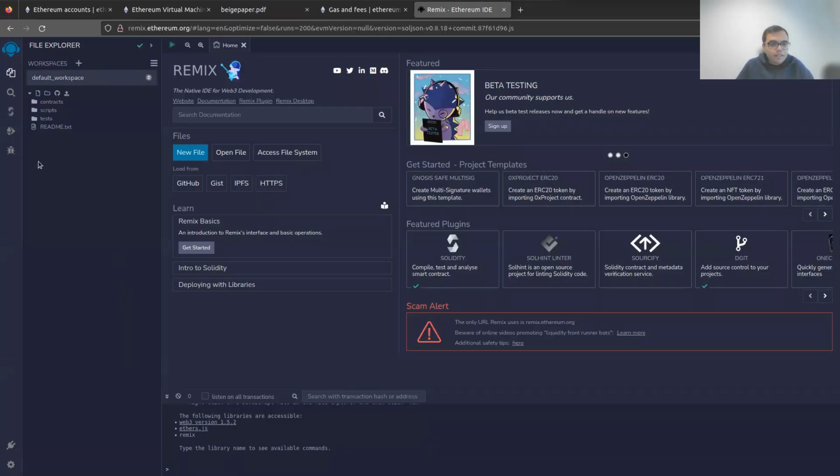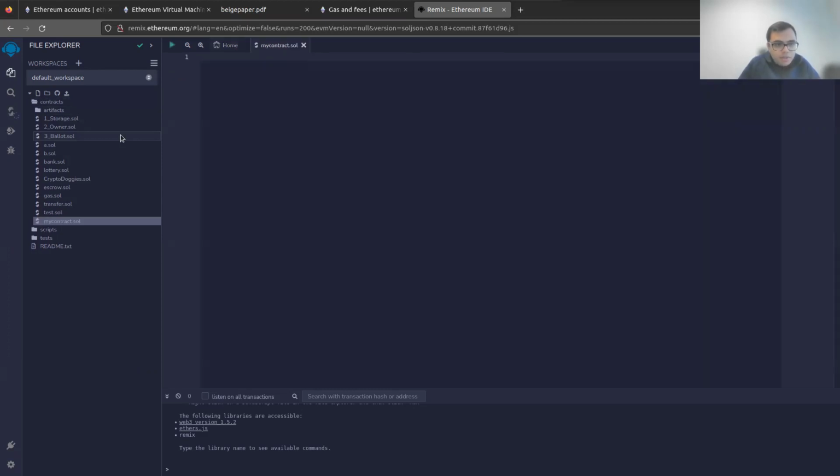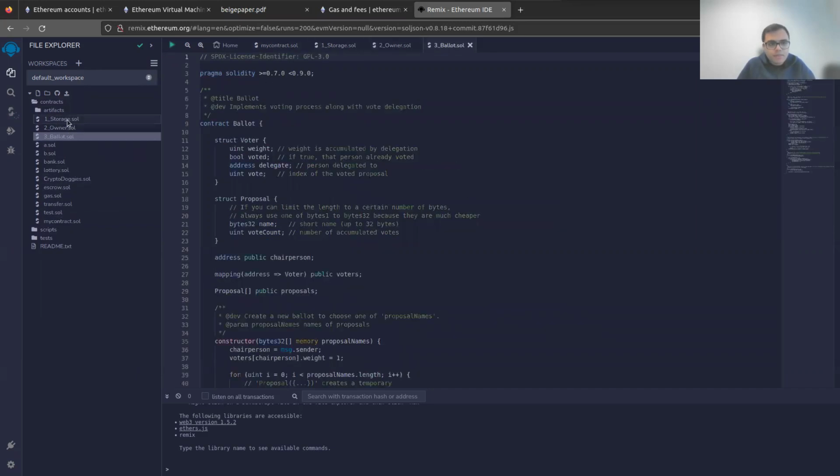Okay. So let me create maybe a new file here. I'm going to call it my contract, and it's going to be .sol because that's the file ending for Solidity. And here you can see some examples of Solidity contracts already.